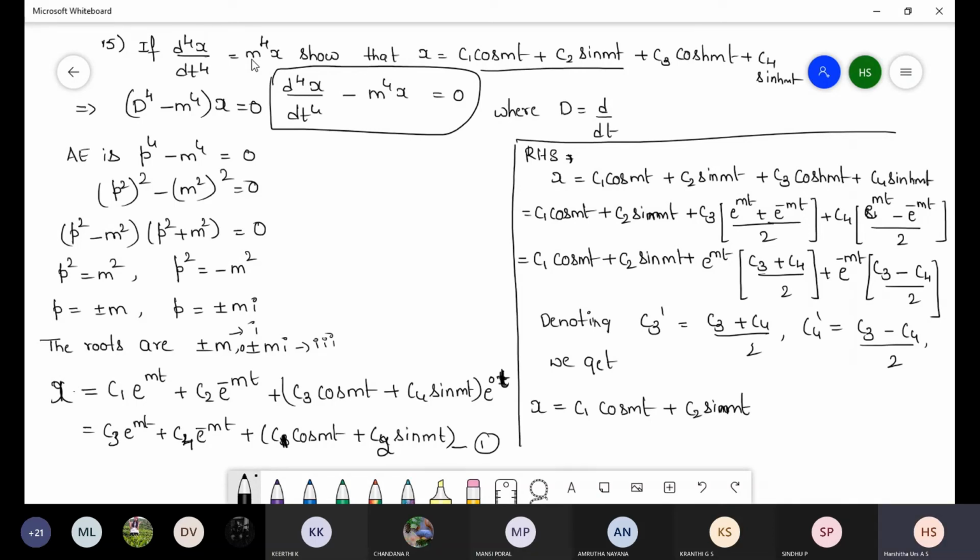Again, in the place of C4 plus C3 by 2, we can write C3 dash e power mt plus C4 dash e power minus mt. Therefore, equation 1 is equal to equation 2, where C3 dash and C4 dash are arbitrary constants.